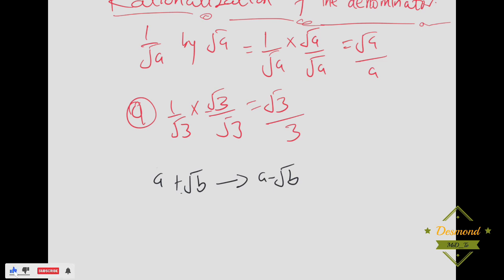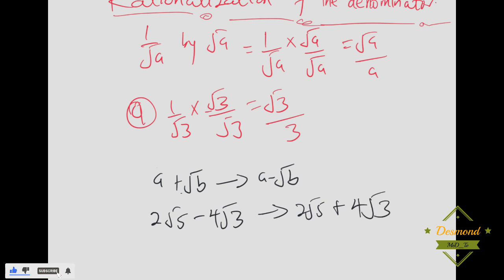So let's use a real number. What is the conjugate of 2 root 5 minus 4 root 3? Just change the sign. So with this one, we are going to have 2 root 5 plus 4 root 3. That's the conjugate. The product of a surd expression and its conjugate is not a surd.